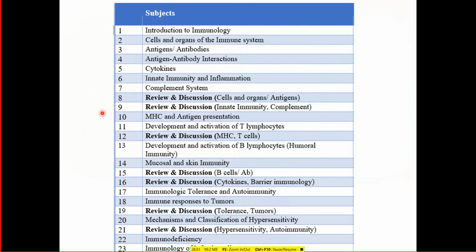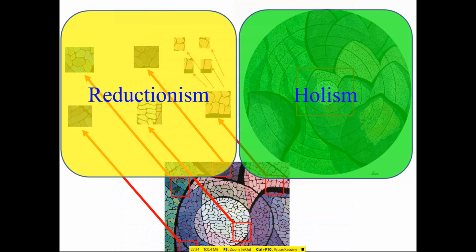And if you look at the program that we have for you here, after this introduction to immunology, the second class is cells and organs of the immune system. Then we have antigens and antibodies, which are important molecules in the immune system and their interactions. Cytokines, which are again molecules produced by leukocytes. Then we have innate immunity and inflammation, complement system, MHC and antigen presentation. These are again molecules. T lymphocytes, B lymphocytes, these are cells, and then we move on to the rest of the stuff. So if you look at this program, is this program taking a reductionist approach or a holistic approach? Reductionist. It's a reductionist approach.